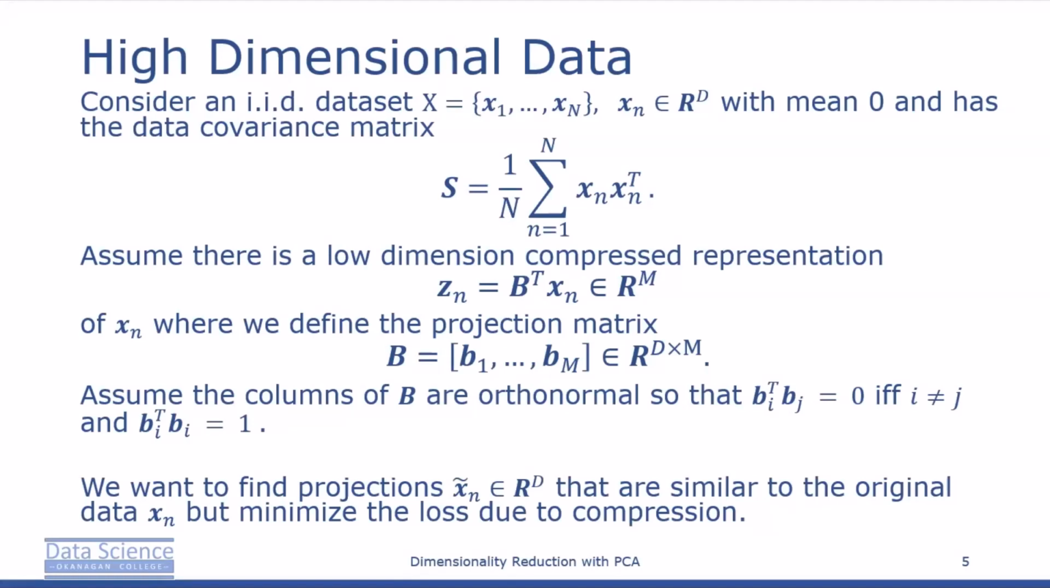Our aim is to find projections x̃n in Rd, or equivalently the codes zn and their basis vectors b1 through bm, so that they are as similar to the original data, xn, as possible, and as such, we minimize the loss due to compression.